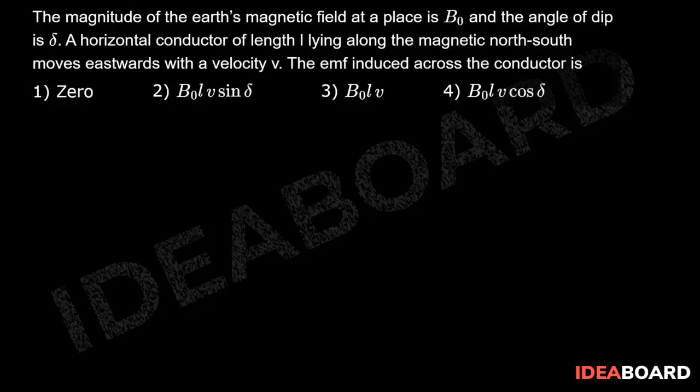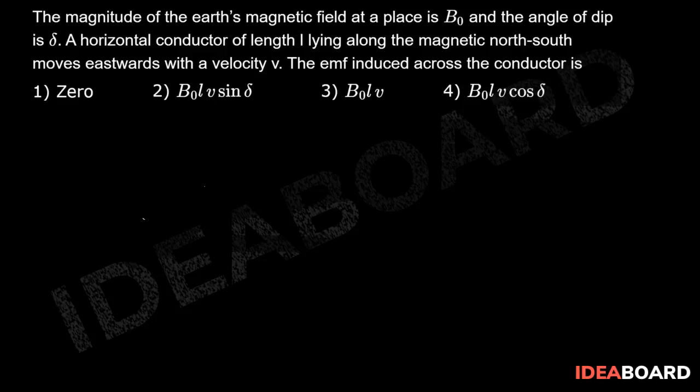The magnitude of Earth's magnetic field at a place is B naught and the angle of dip is delta. A horizontal conductor of length L lying along the magnetic field north-south moves eastwards with a velocity v. The EMF induced across the conductor is. Now first of all understand what is angle of dip.